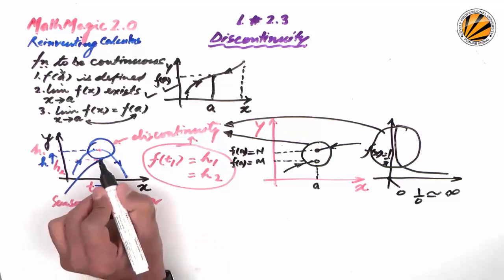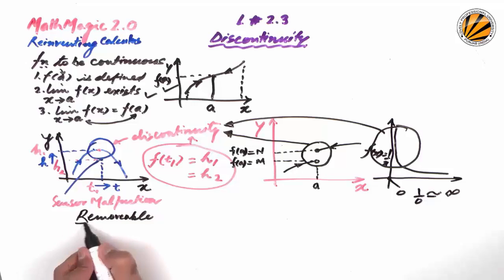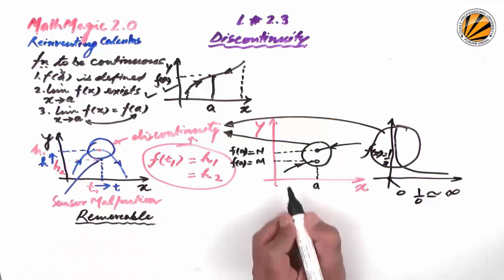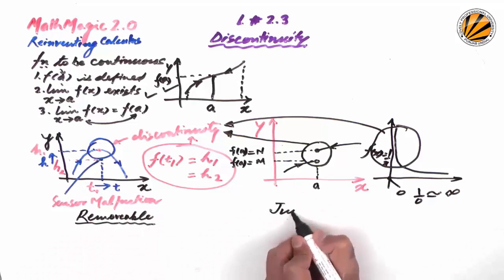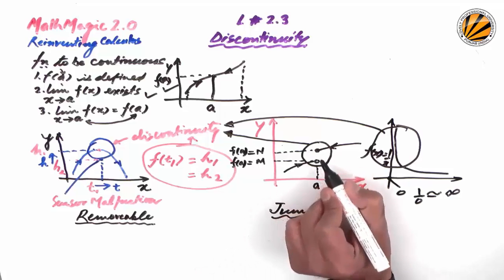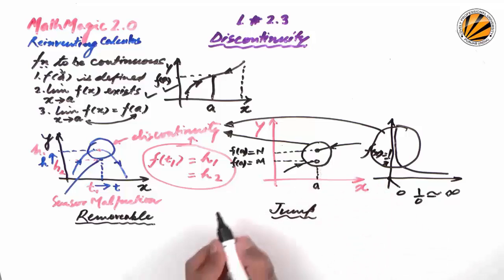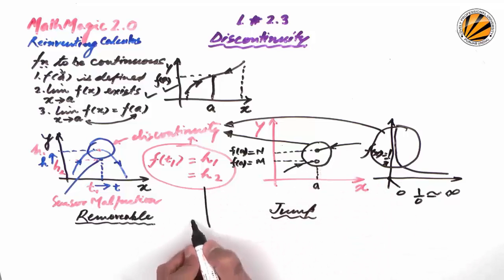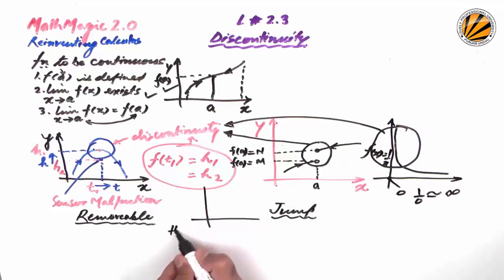This can be removed. I'll show you in one of the examples how this can be removed. The second one is known as the jump discontinuity, because there is a jump in here. This becomes the jump discontinuity. Another example of this jump discontinuity is a function called the Heaviside function.